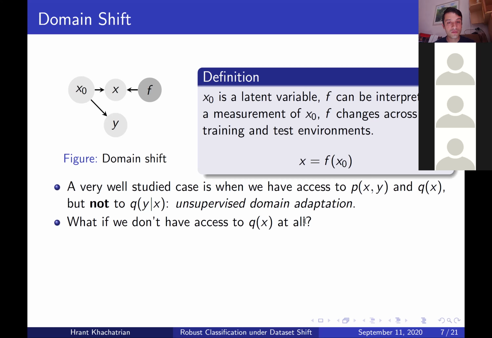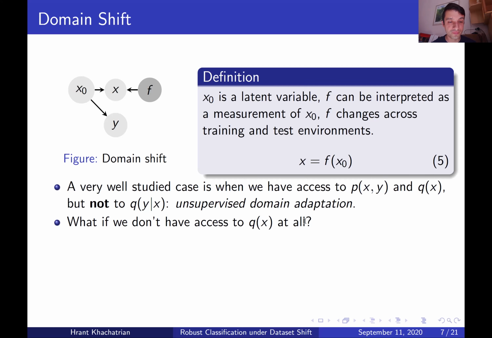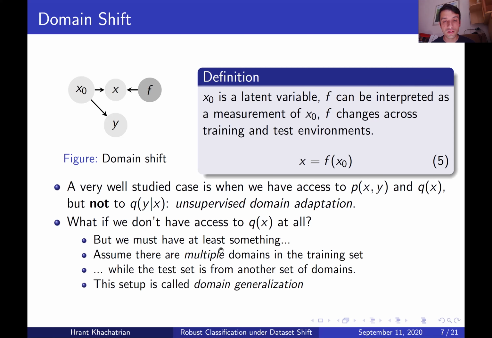This is called unsupervised domain adaptation because it is unsupervised in a sense that you do not have labels for your test set. But there is another level of being unsupervised, that is not covered here. That's the case when we don't have access to Q of X at all, right? This is also an option. But this is harder, and again, just like I mentioned before, we must have at least something. We need to know at least something about Q of X.